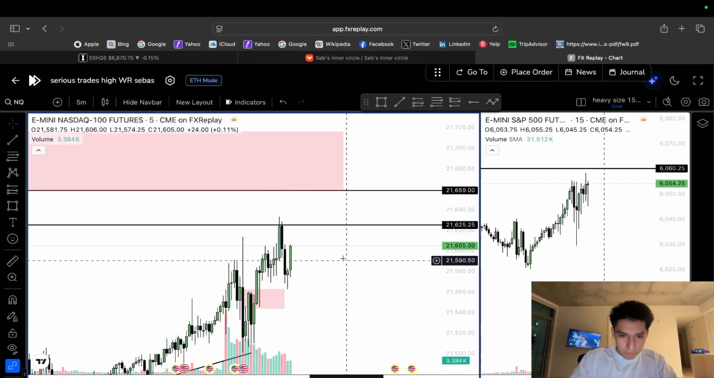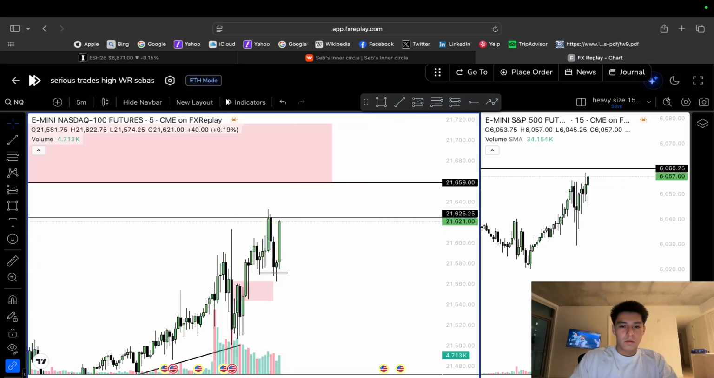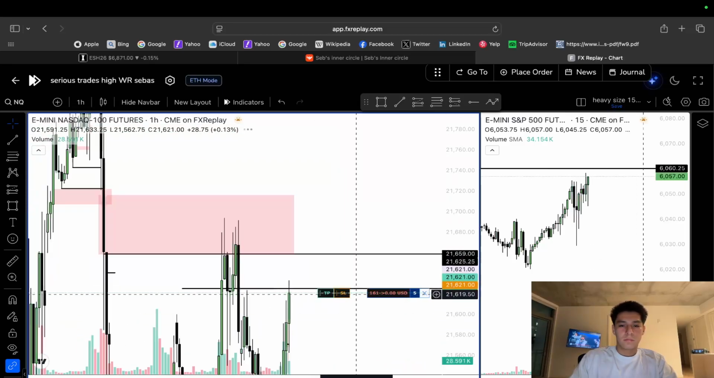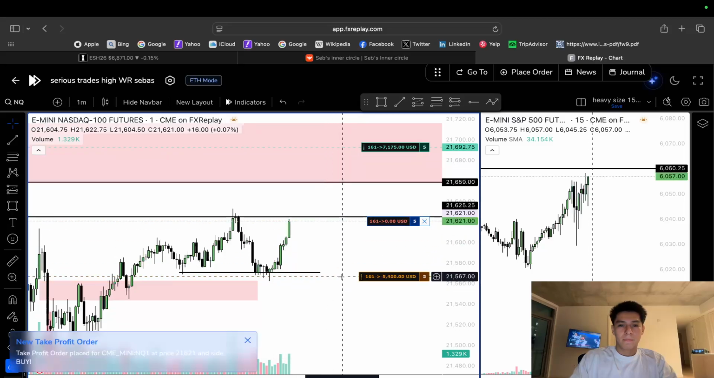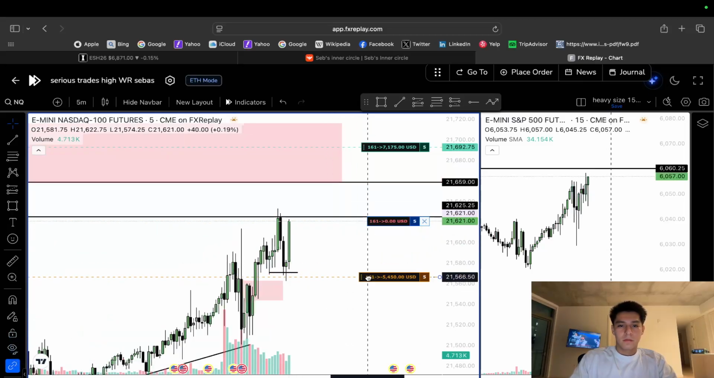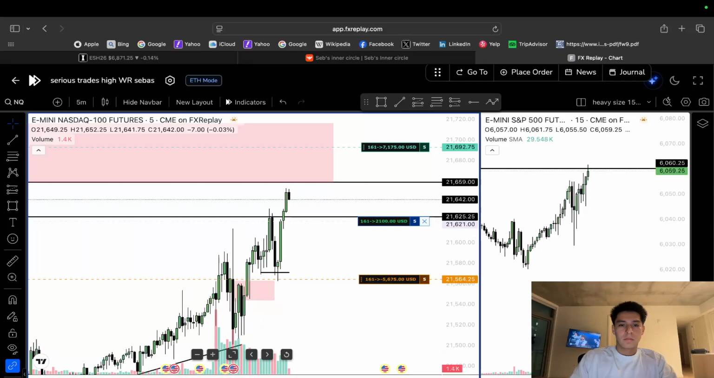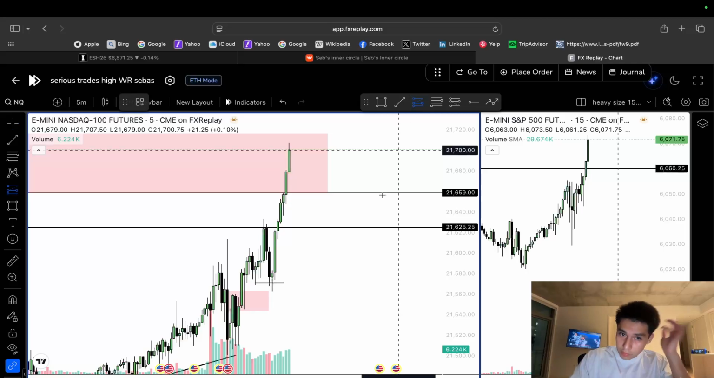Oh, I do like this re-entry here. Maybe wait for this candle to close. Oh, yeah, we're taking this. For sure, we're taking this. To these highs. There you go. I want to see us push here. There we are. So we caught a re-entry there.